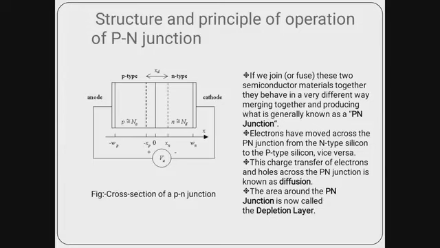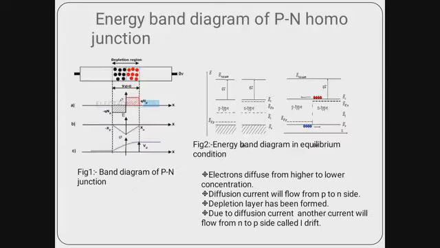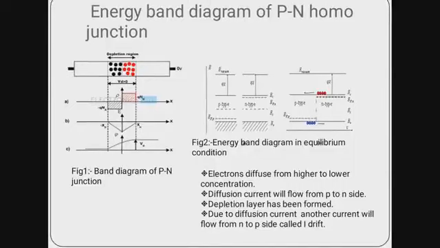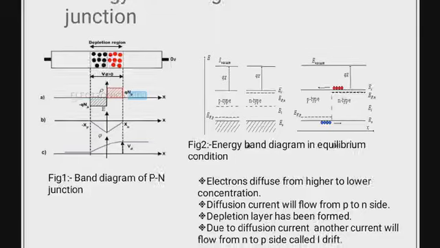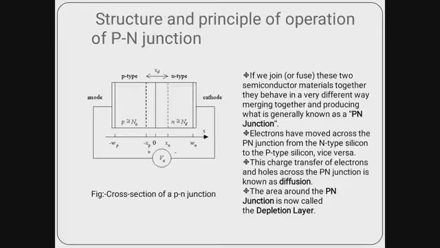Now I am going to the next slide. This is the diagram, or the description, of the energy band concept of a PN homostructure or PN junction diode. Here in this diagram, suppose this one is the p-type bead and this one is the n-type bead. The depletion layer has been formed, and how does it form? I have described it in the previous slide.